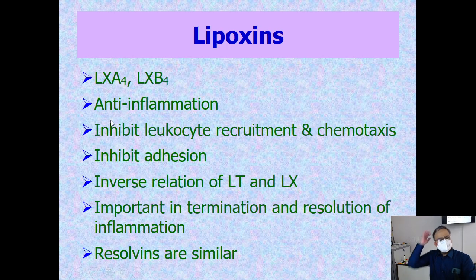So lipoxins end inflammation, and they are produced when, after some time of leukotriene production, it starts producing lipoxins. They inhibit leukocyte recruitment, inhibit chemotaxis, inhibit adhesion, and there is an inverse relation of the leukotriene level and the lipoxin. So they are important for termination and resolution of inflammation, and there are other proteins like resolvin which are also released by granulation tissue.